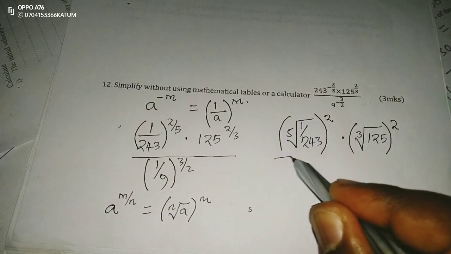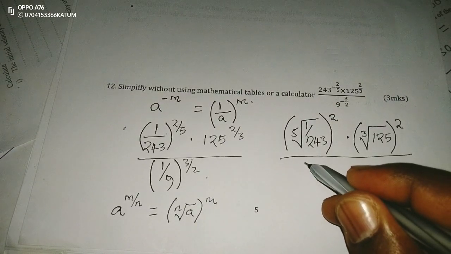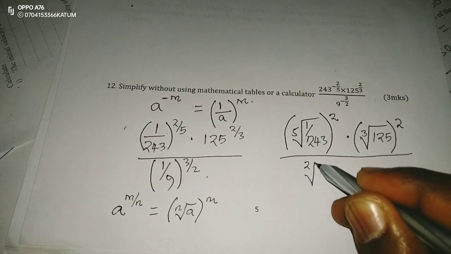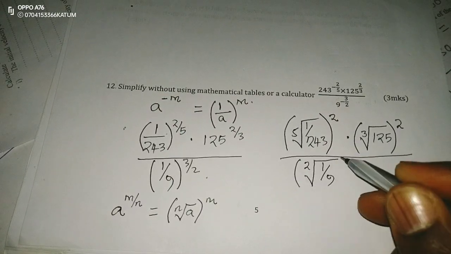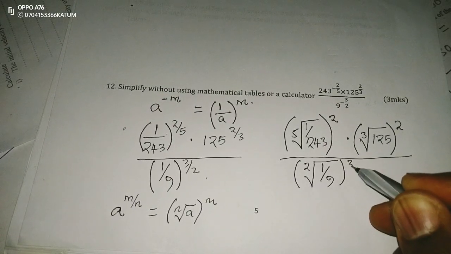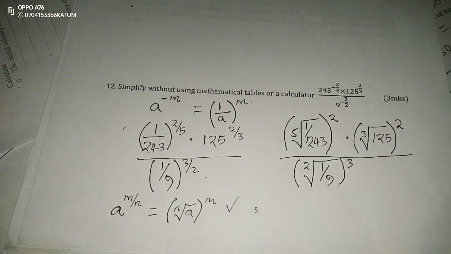Then I divide by. Applying the same law at this point, I will take the second root of a ninth. Then I cube what I'll get. So I've applied the fractional law of indices. Therefore, I can find the values now.